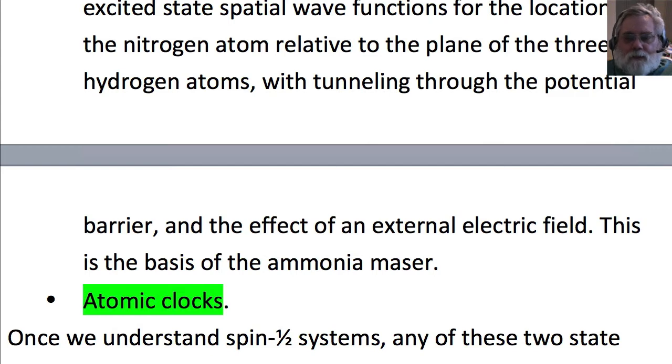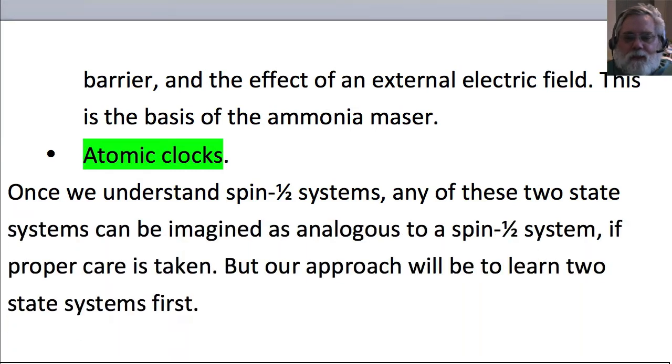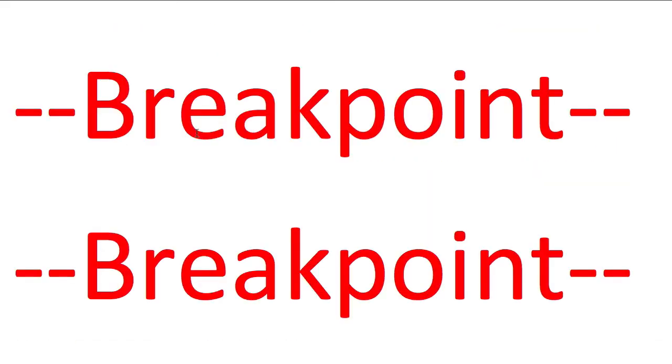And atomic clocks, the physical systems inside atomic clocks, can be viewed as two-state systems. Once we learn about and understand spin 1/2 systems, any of these two-state systems can be imagined as analogous to a spin 1/2 system if you take the proper care, but our approach will be to learn two-state systems first. This is a possible time to take a break.